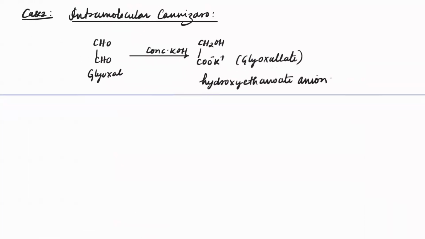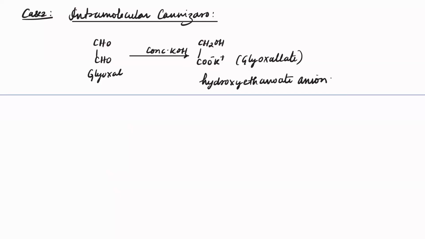Now, notice the application. First one is intramolecular Cannizzaro. That means internally, between CHO and CHO, one will convert into an acid part, one will convert into an alcohol part. So the simple mechanism is the same as earlier, how we did that. That is the same type of mechanism, just internal.